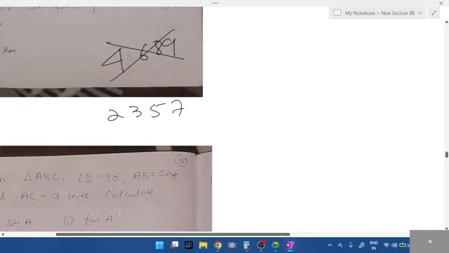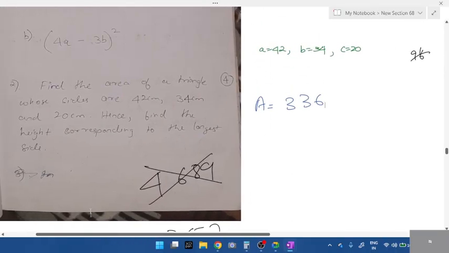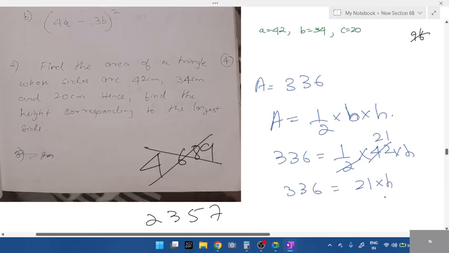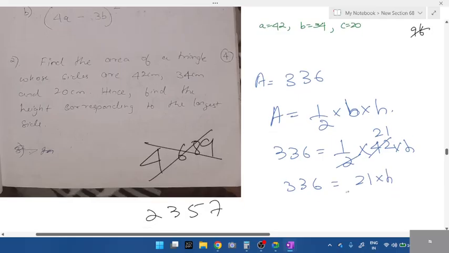What is the second part of the question asked? Response, student. You have to find what? Height corresponding to the largest side. If height is asked, area is 1/2 into base into height. Take 336 equals, which is the longest side? Yes, longest side is 40. So first reduce this. 2 ones are 2, 21. So 336 equals 21 into h.